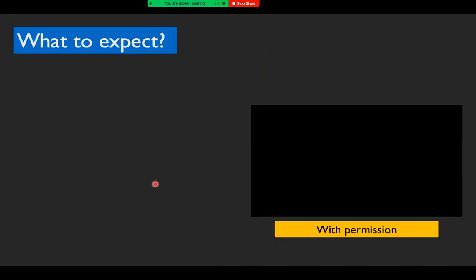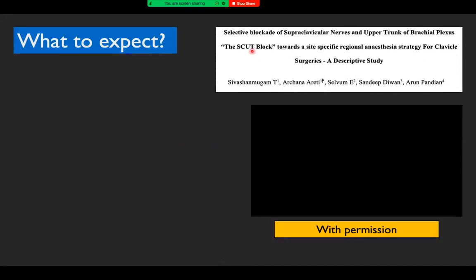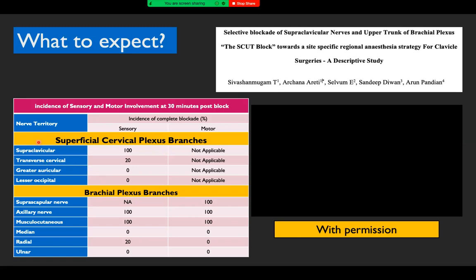In a study looking at the selective injection of the supraclavicular nerve and the upper trunk for clavicle procedures, we injected 3 ml into the supraclavicular nerves and 5 ml of an equal mixture, that is 2% xylocaine with adrenaline and 0.5% bupivacaine. When we injected, we found selective blockade of the supraclavicular nerve in the superficial cervical branches. And in the brachial plexus, we blocked only the suprascapular, axillary, and musculocutaneous nerves, which all arise from the upper trunk, whereas the median, radial, and ulnar nerves are completely spared.